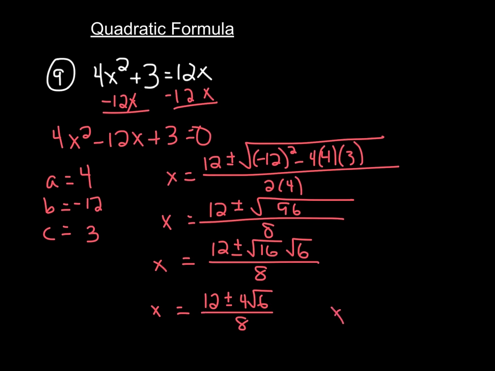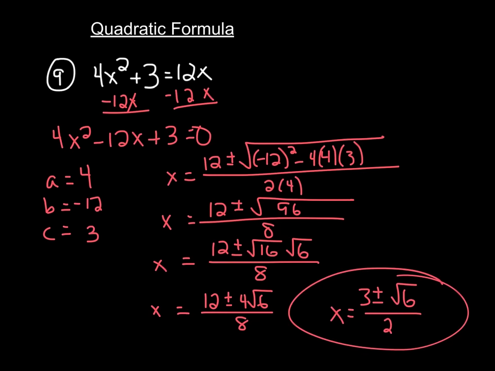So as of right now, I have x equals 3 plus and minus 4 divided by 4 is just 1, so you could write 1 radical 6 or just radical 6. And then 8 divided by 4 is 2, so we could put a 2 down here, and that's it.